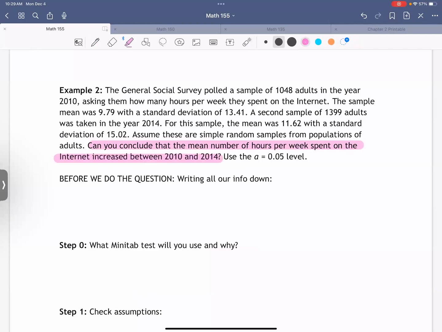Now, I promise you, I don't think the final has anything worded this badly. I don't think your homework has anything worded this badly. It's just this question. But let's just think about it. If we're increasing between 2010 and 2014, which one is bigger, 2010 or 2014? 2014, right? So we're saying that this one is the bigger one. This one is smaller. You'll thank me for writing that when you get to your alternative hypothesis.